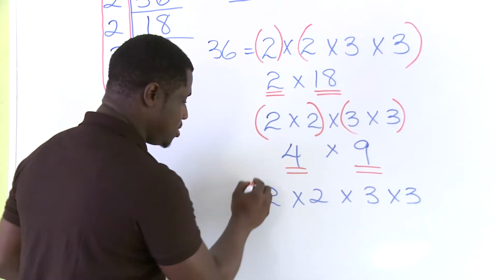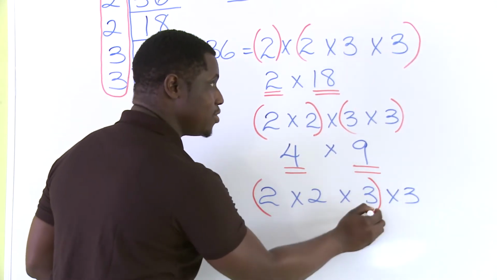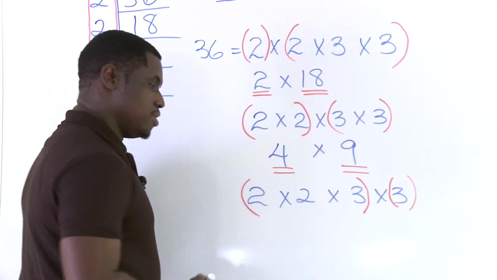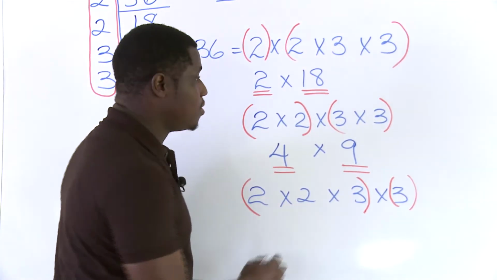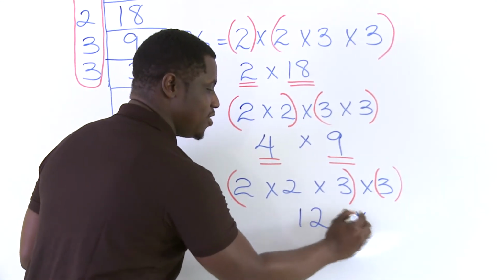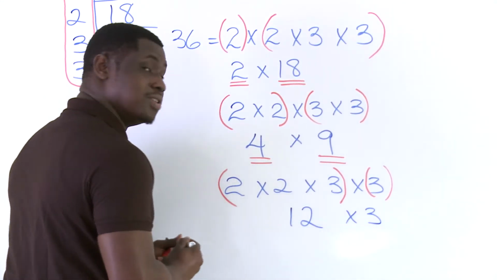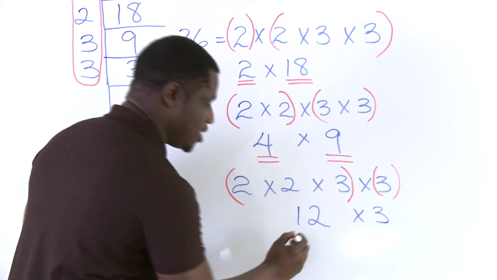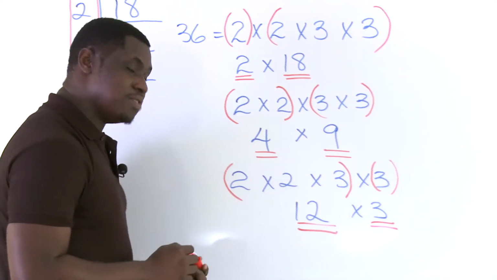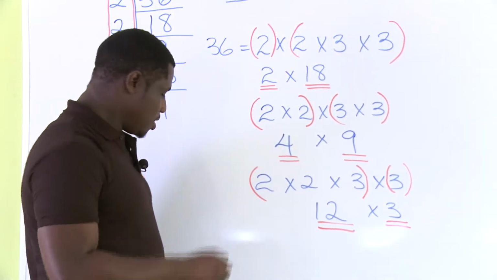How about this? 2 by 2 by 3 multiplied by 3. 2 by 2 is 4. 4 times 3 gives me 12. And then 12 by 3 gives me 36. So I then found 2 additional factors, being 12 and 3.